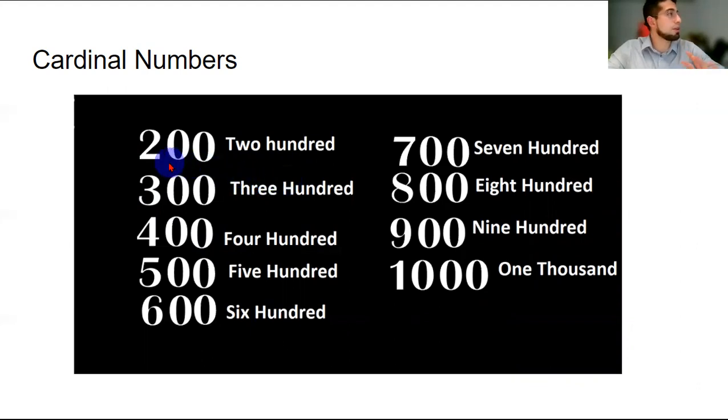¿Listo, chicos? So we have 200, 300, 400, 500, 600, 700, 800, 900, until here, hasta aquí. ¿Listo? Perfect, guys. Listo, chicos.